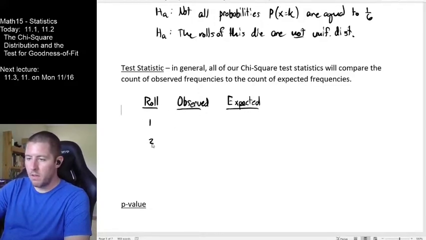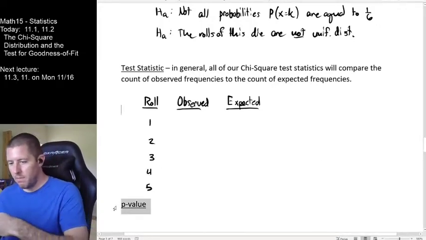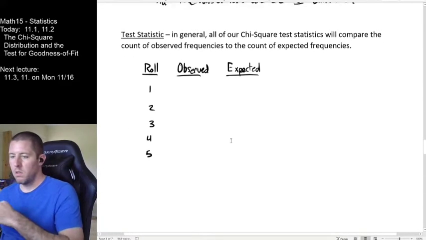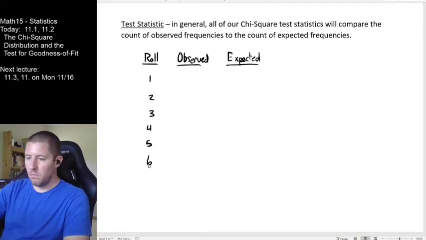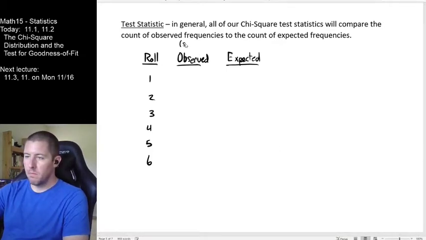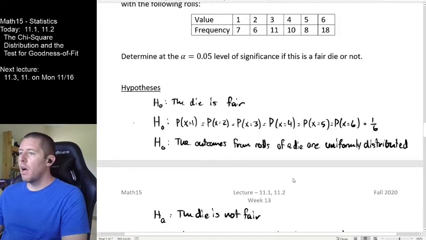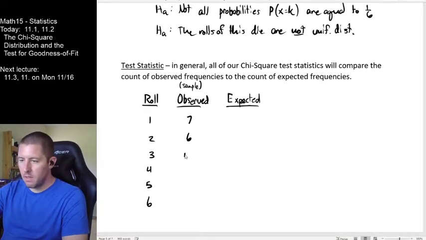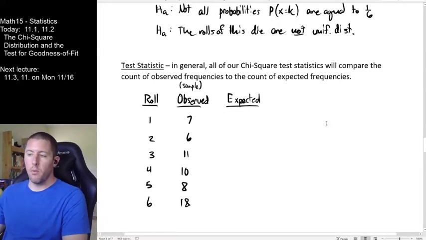It rolls the die. Now, I'm going to grab my observed counts. How many counts did we observe in our sample? That's what I'm saying when I say observed. What did we observe in our sample? 7, 6, 11, 10, 8, 18. Those were the observed rolls that we saw.